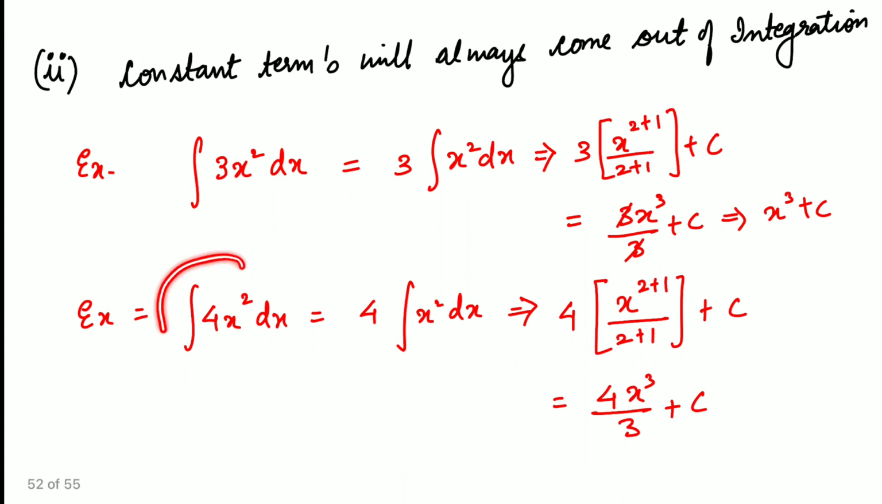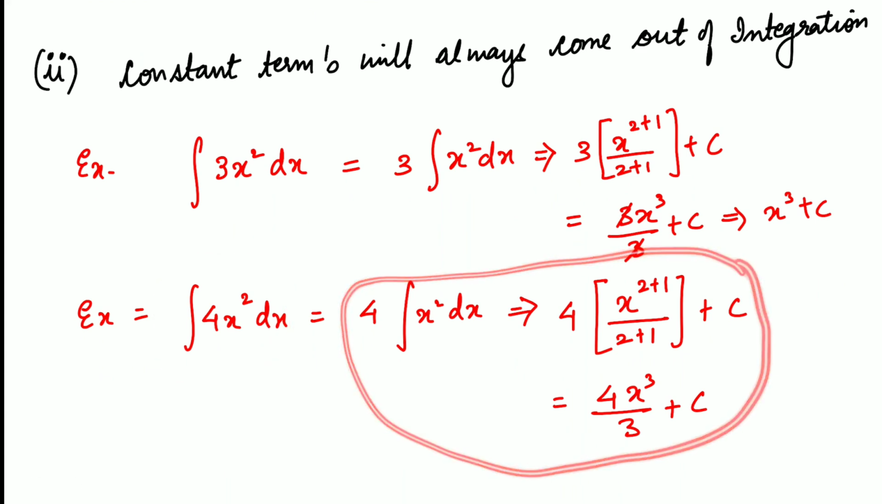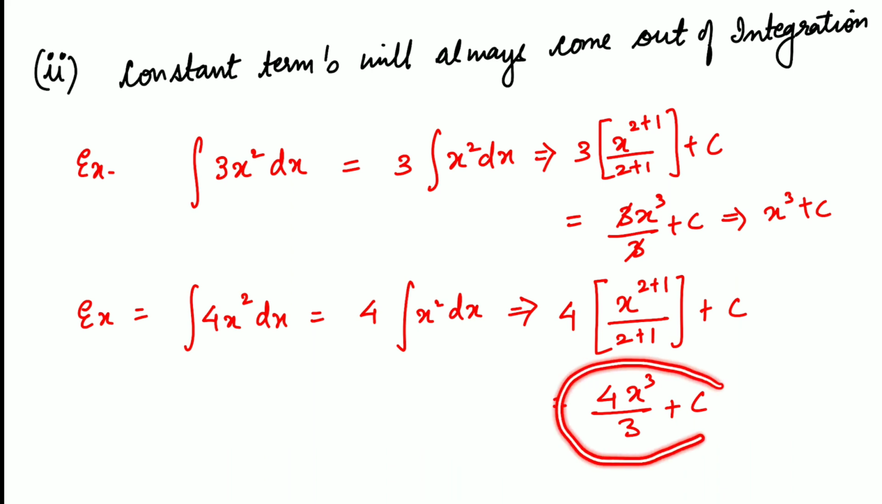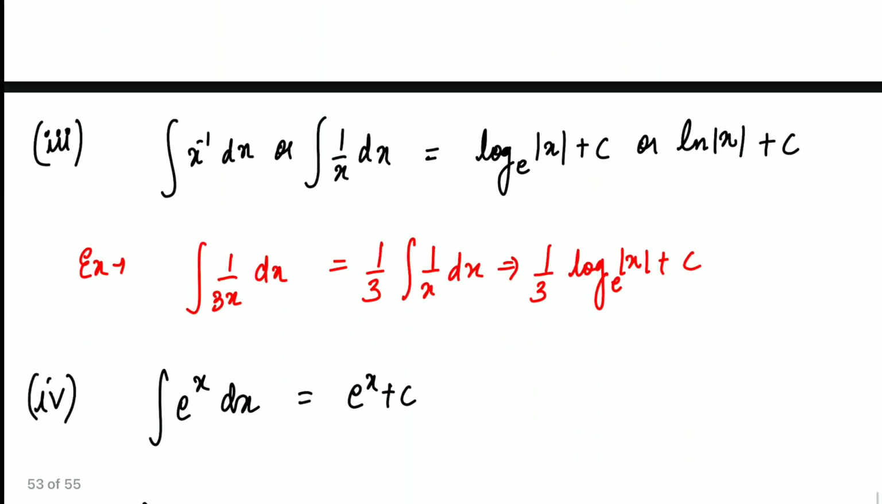Now you guys can do this question by yourself. Don't look at the solution. You will get the answer. The answer is 4 times x to the power 3 upon 3 plus c. Right? Okay, let's move forward.